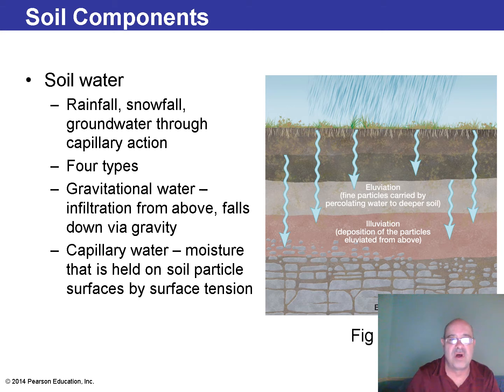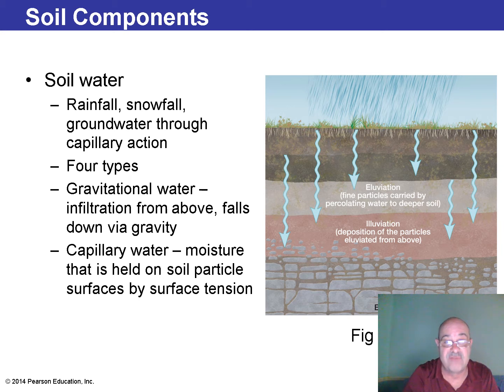All right, soil water. There are different types of soil water here, 4 types. So we have rainfall, snowfall, groundwater through capillary action. Remember, capillary means moving up, okay? So here's our 4 types. 1, we have gravitational water. Gravity pulls it down. We have capillary water, roots and stuff. It works its way up through the roots and stuff, all right?